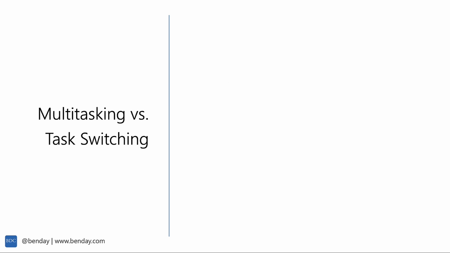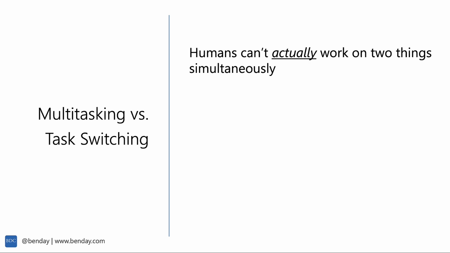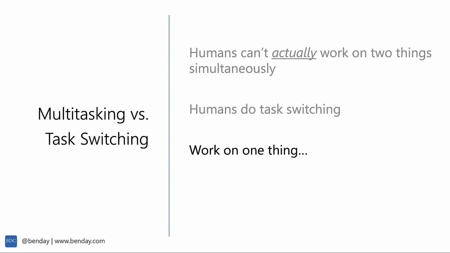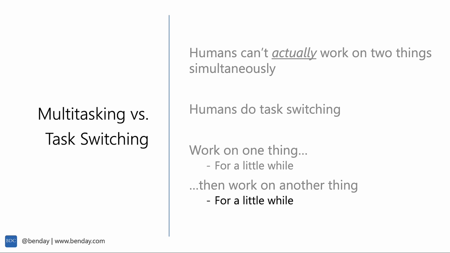And let's think about multitasking versus task switching. Humans are terrible at multitasking. They can't actually work on two things at the same time. They can kind of do it, but really what they're doing is more akin to task switching than multitasking. A computer with multiple processors or multiple cores can theoretically do multitasking. They can work on multiple problems simultaneously. The human brain doesn't quite work like a computer, and they do task switching instead. So you work on one thing, do that for a little while, and then you work on another thing, and do that for a while.